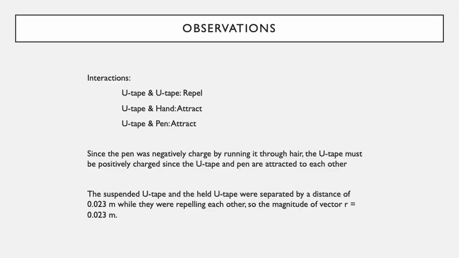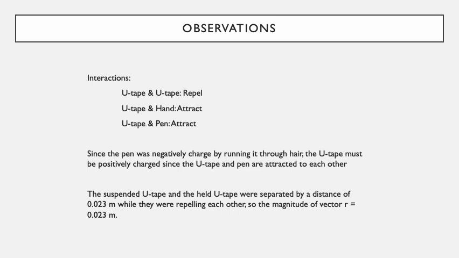While observing the U-tape, I found that when you put the two U-tapes together, they repel, and the U-tape is attracted to my hand and the U-tape is attracted to the pin. So we know that the U-tape is actually positively charged because we know the pin is negatively charged by running it through my hair.